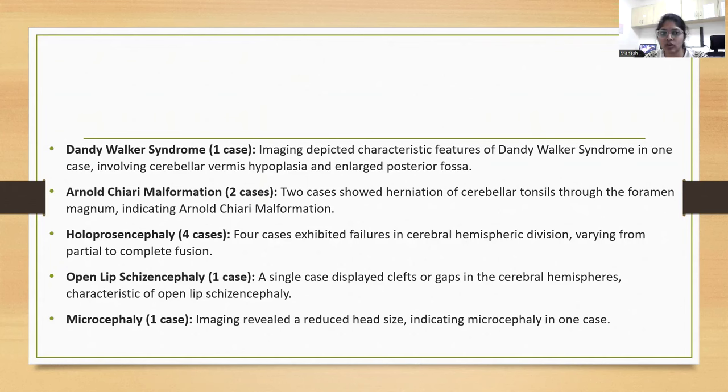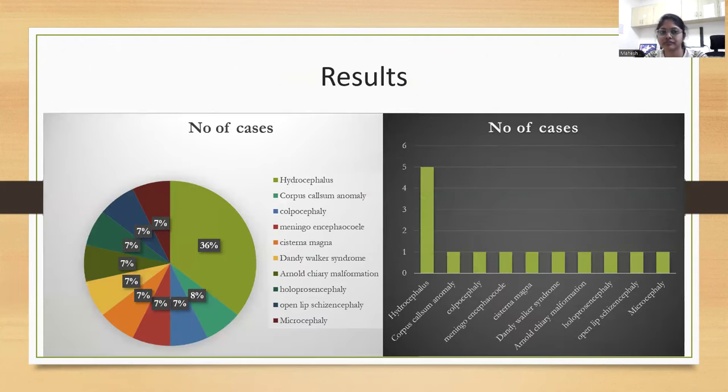Dandy-Walker syndrome in 1 case involved cerebellar vermis hypoplasia and an enlarged posterior fossa. Arnold-Chiari malformation, there is a herniation of cerebellar tonsils through the foramen magnum. Holoprosencephaly, having 4 cases, exhibited failure of cerebral hemisphere division, varying from partial to complete fusion. Open-lip schizencephaly is a single case, there is a cleft or gap in the cerebral hemisphere. Then microcephaly, a reduced head size that indicates microcephaly.